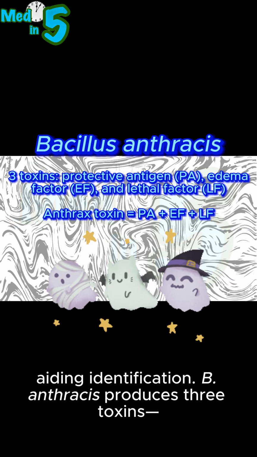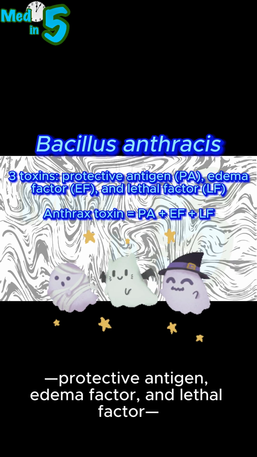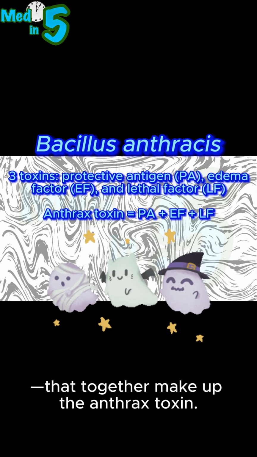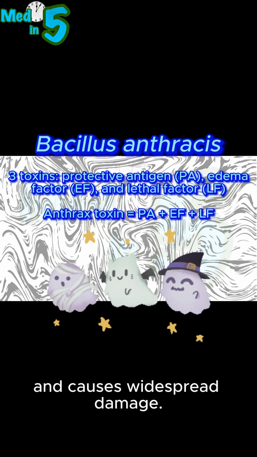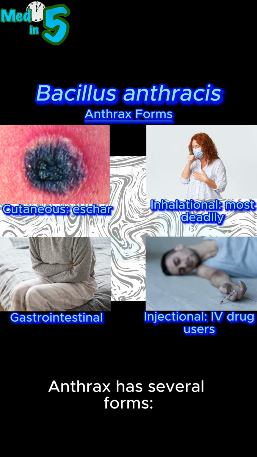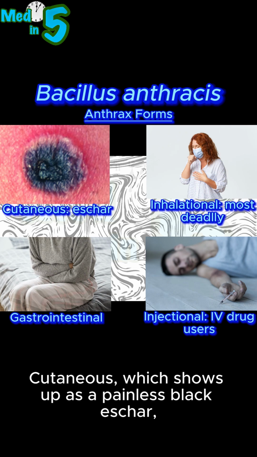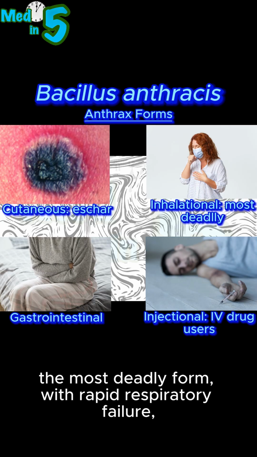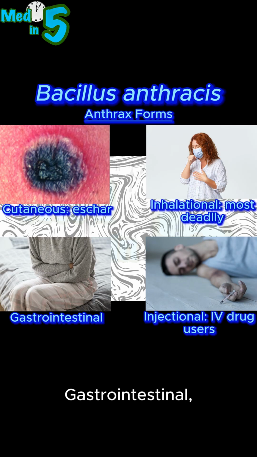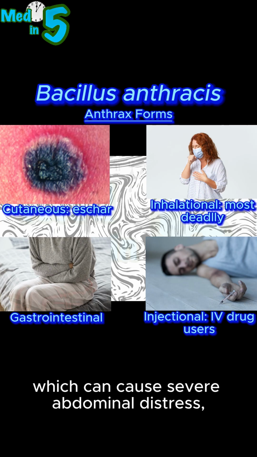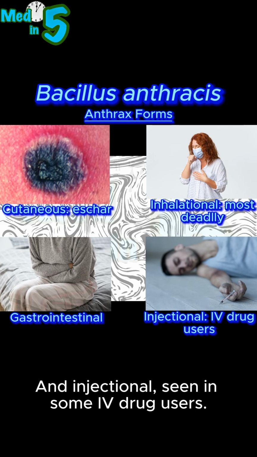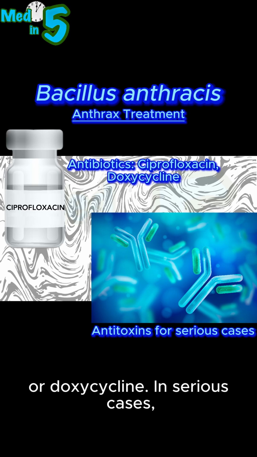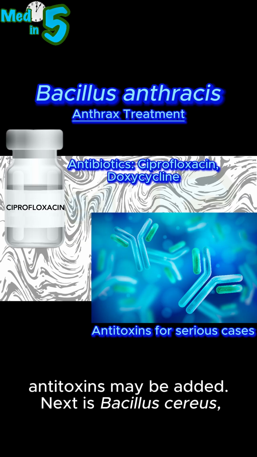B. anthracis produces 3 toxins, protective antigen, edema factor, and lethal factor, that together make up the anthrax toxin. This combo disrupts immune cells and causes widespread damage. Anthrax has several forms. Cutaneous, which shows up as a painless black eschar. Inhalational, the most deadly form, with rapid respiratory failure. Gastrointestinal, which can cause severe abdominal distress. And injectional, seen in some IV drug users. Treatment usually starts with ciprofloxacin or doxycycline. In serious cases, antitoxins may be added.